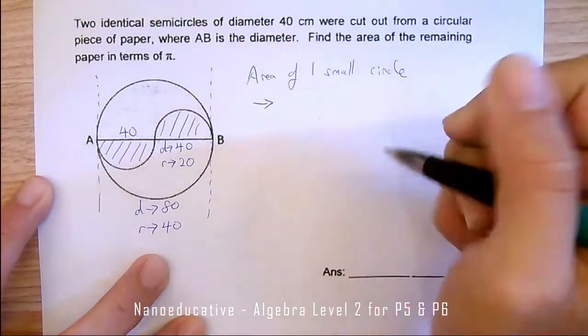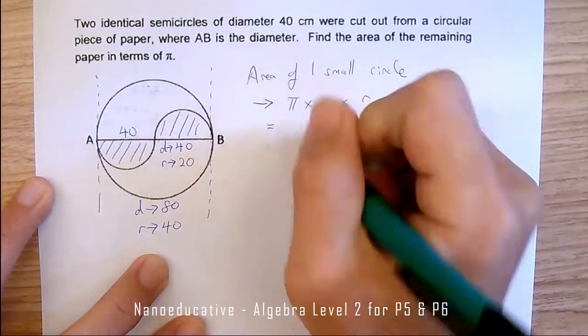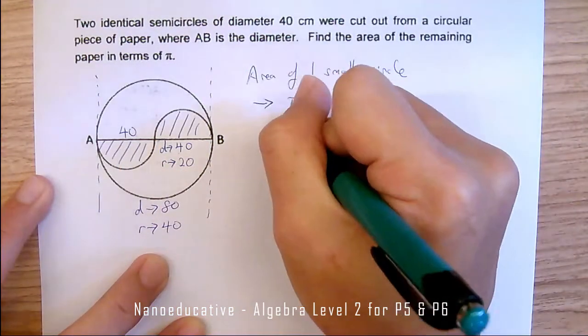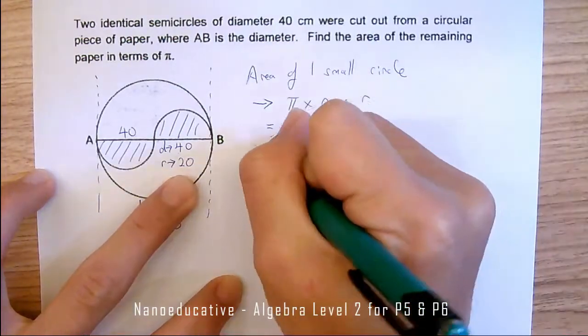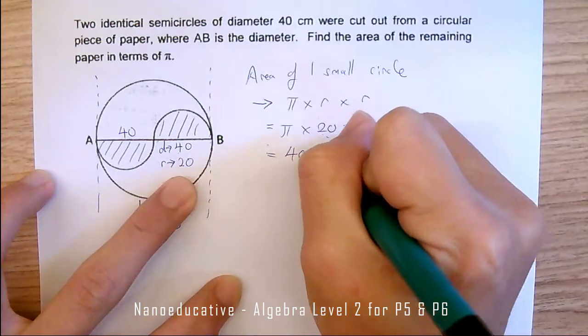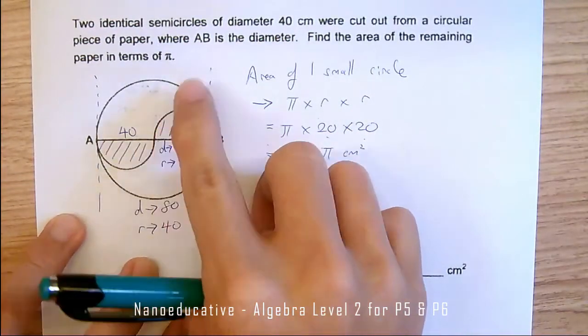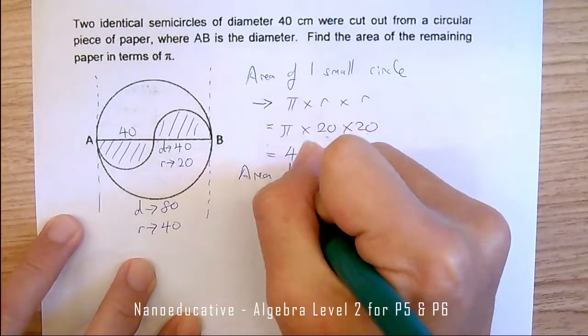Arrow, write down the formula, pi times r squared, and over here, what's my radius? See, that's why I wrote this, because I know I will need it. So it'll be pi times 20 times 20. Therefore, 20 times 20 will give us 400. So it'll be 400 pi cm squared. Now, I've already found the shaded part. Now, what I need to do is to find the area of the big circle.